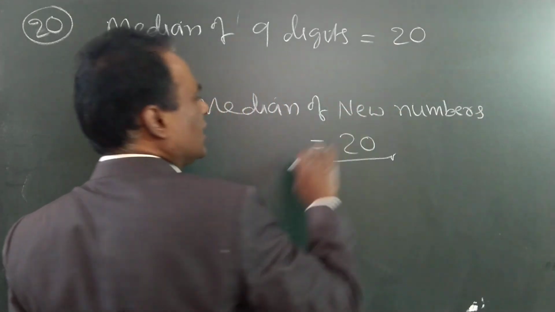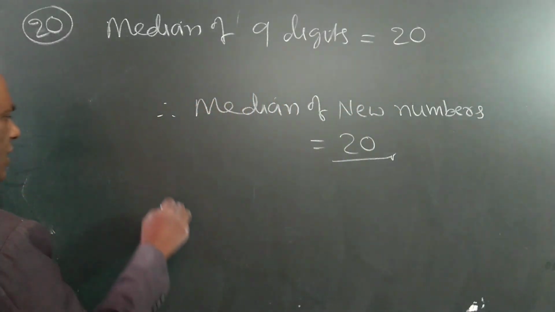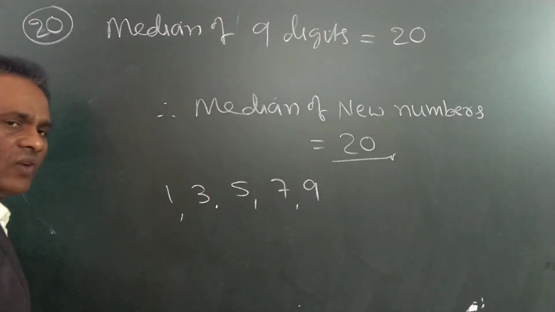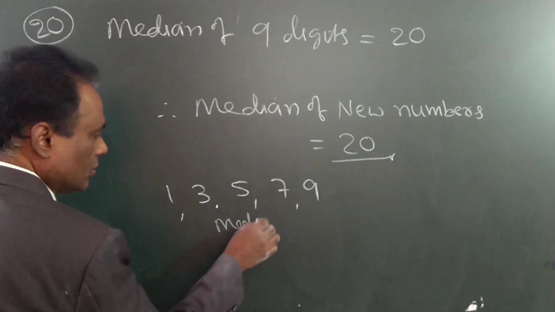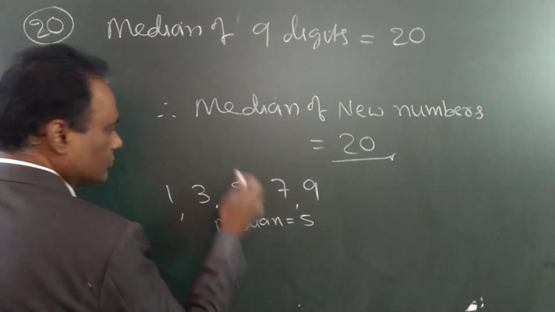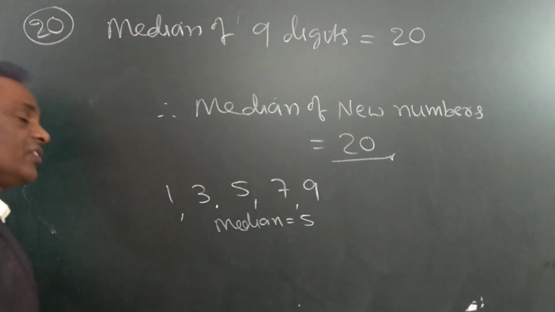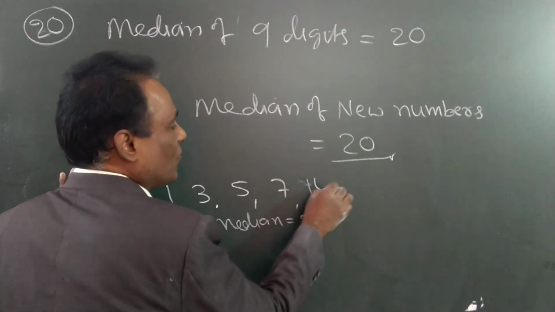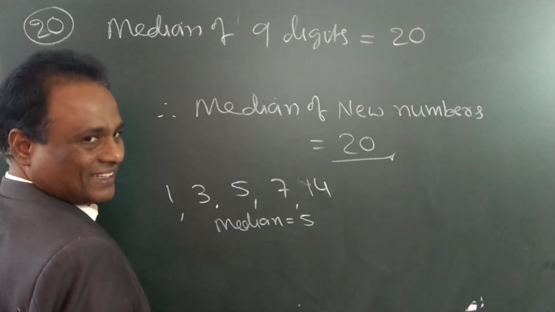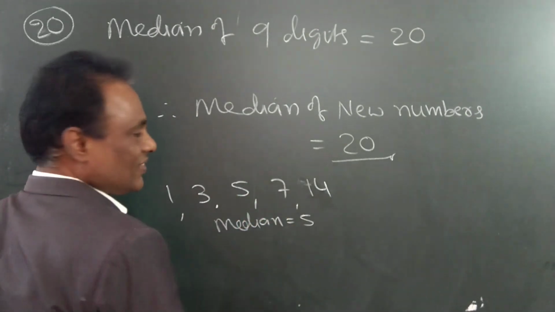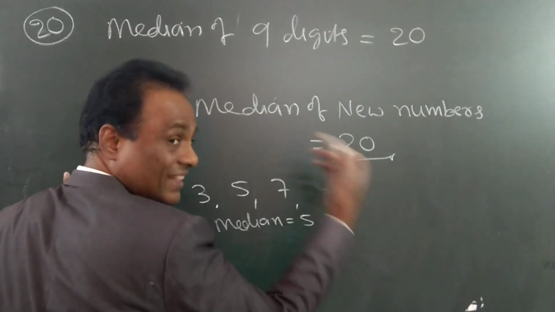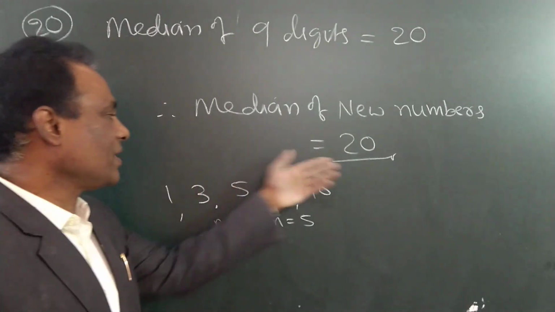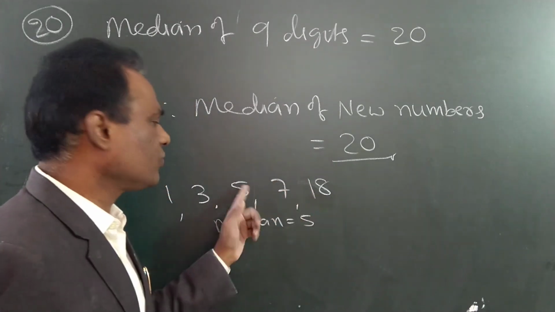First time 20, second time also 20. Because see here, 1, 3, 5, 7, 9. Students, what is the median for this? 5. Suppose, instead of 9, I added 5, so 9 plus 5 becomes 14. Now also the median is 5 only. Suppose for 9, I add another 9, it becomes 18. Now also the median is 5.